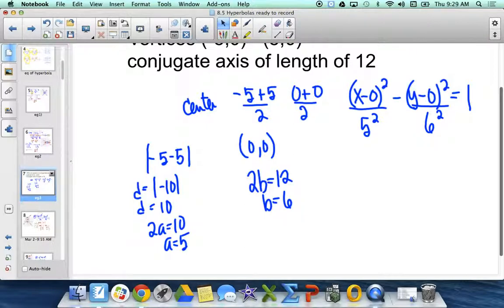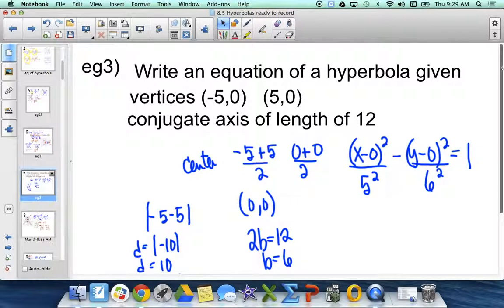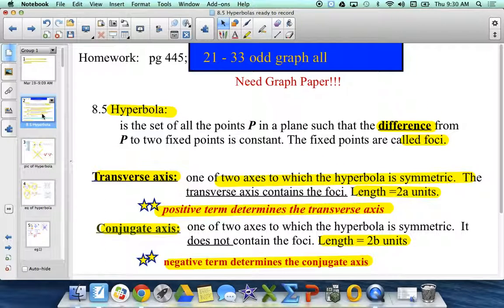Remember, you will need graph paper for your homework. And the homework exercises on page 445, 21 through 33 odd.